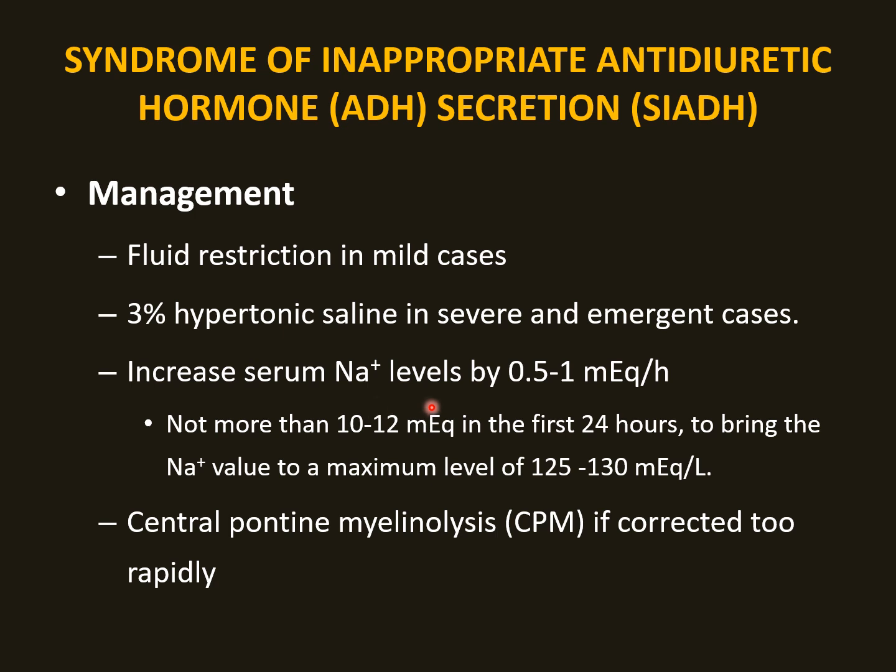So you should increase the sodium level not more than 0.5 to 1 mg per hour. Also not more than 10 to 12 mg in the first 24 hours. And to bring the sodium value to a maximum 125 to 130, because this severe complication can occur if you correct the sodium too rapidly, which is central pontine myelinosis.